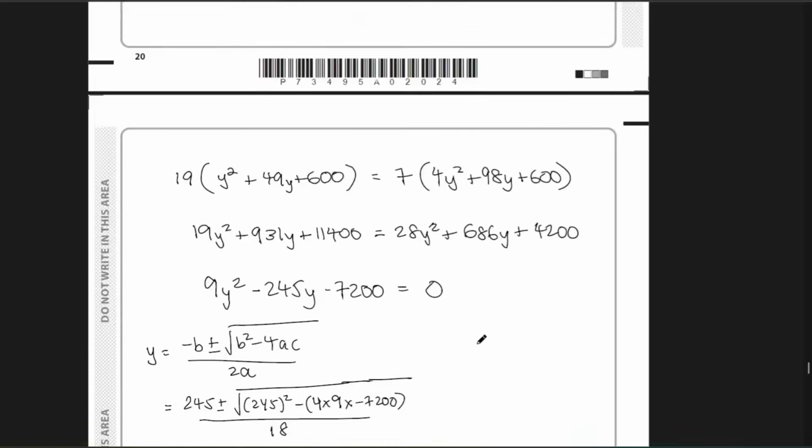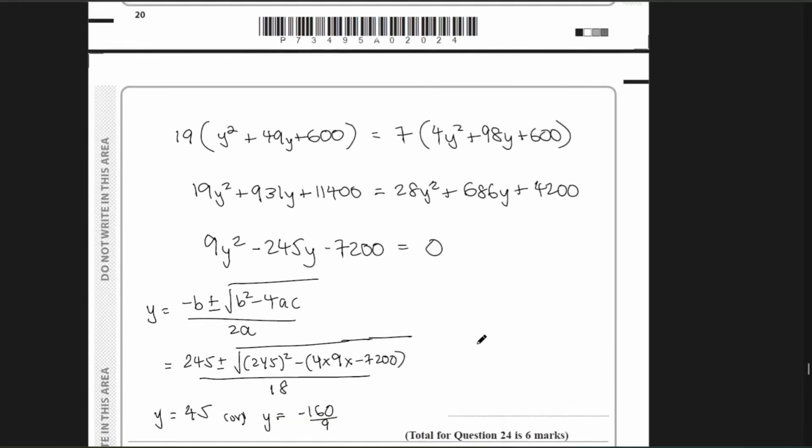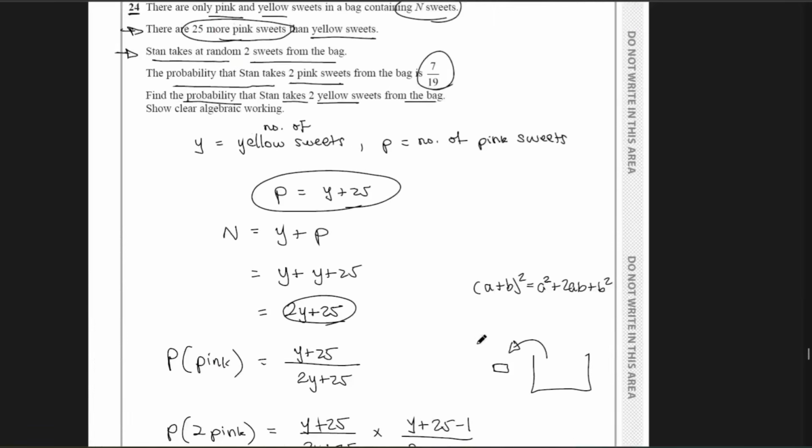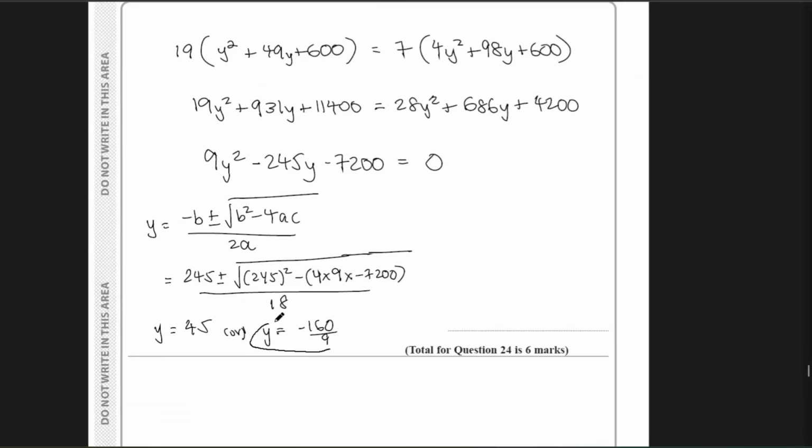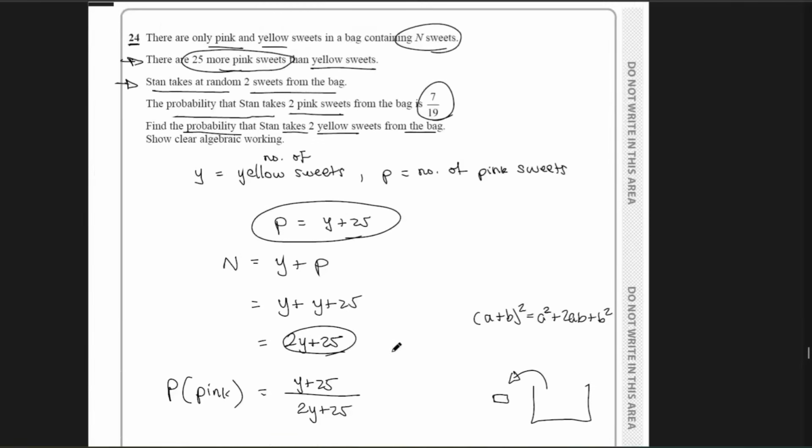So what is y? According to what we defined, y is the number of yellow sweets in the bag. So that cannot be negative, so we'll reject the negative answer. So this answer is rejected. So that means the number of yellow sweets is 45. We still need to answer the final question. Find the probability that Stan takes 2 yellow sweets from the bag.